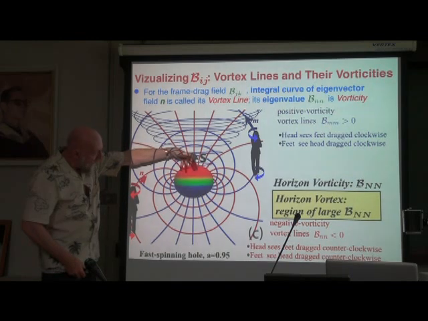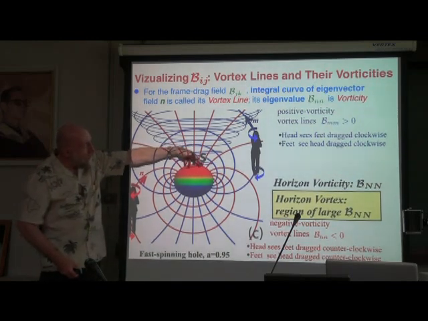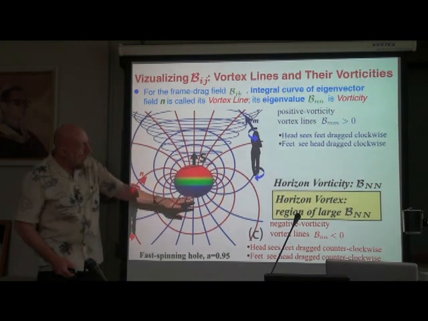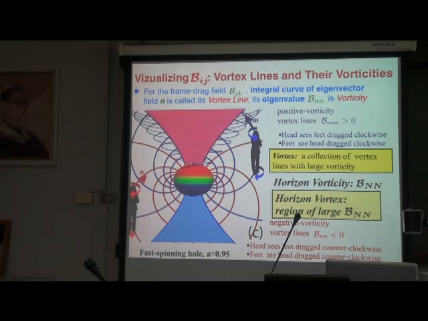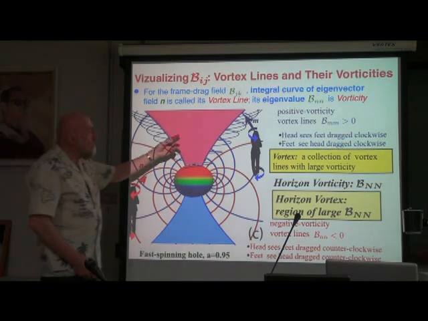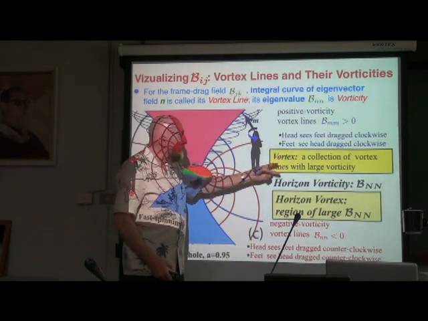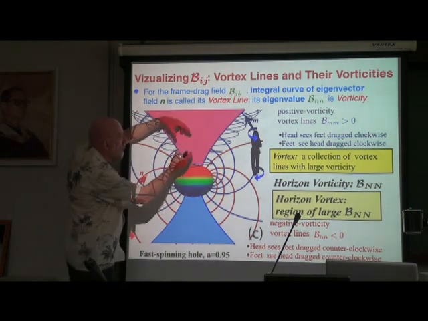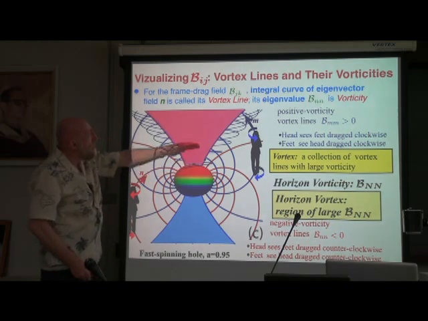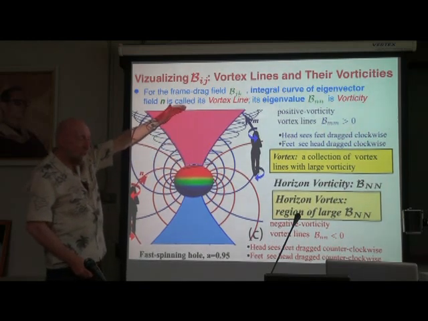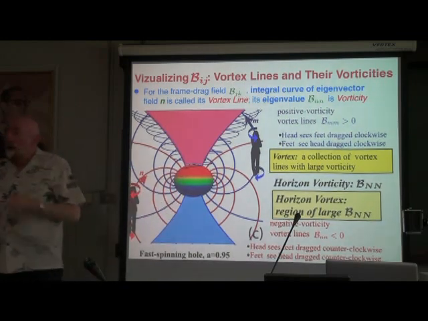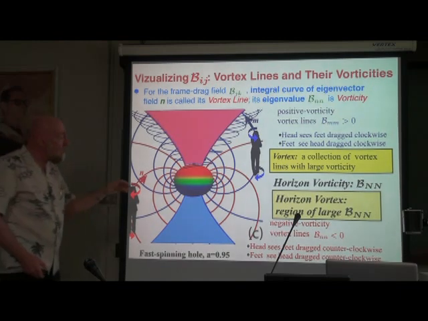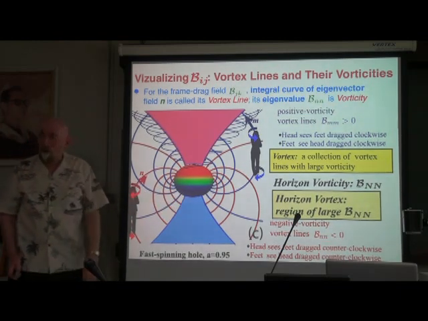There's a red, counterclockwise horizon vortex at the North Pole and a blue, clockwise horizon vortex at the South Pole. And a three-dimensional vortex is a collection of vortex lines that have large vorticity, so very strong twisting. There's a counterclockwise, that is red, three-dimensional vortex sticking out of the North Pole of the black hole, and a blue clockwise vortex sticking out of the South Pole.